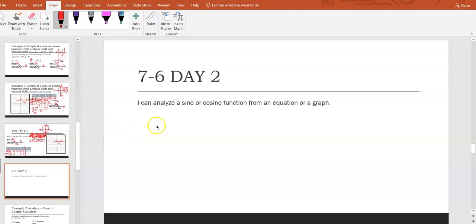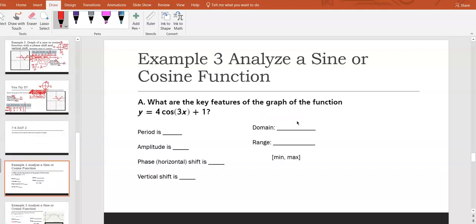This is day 2 of 7-6 where we're analyzing sine and cosine functions from an equation or a graph. I'd like us to look at this again. This time we're going to look at the key features. This is what we started this whole year with, key features of graphs.